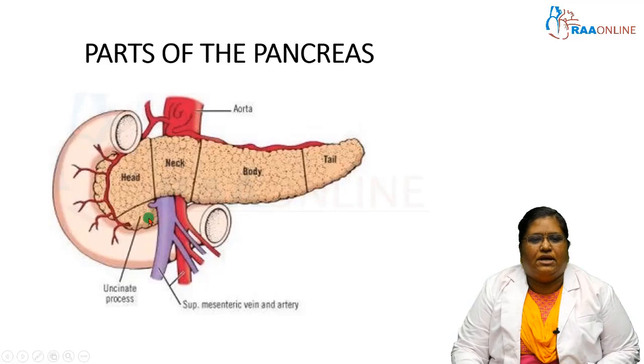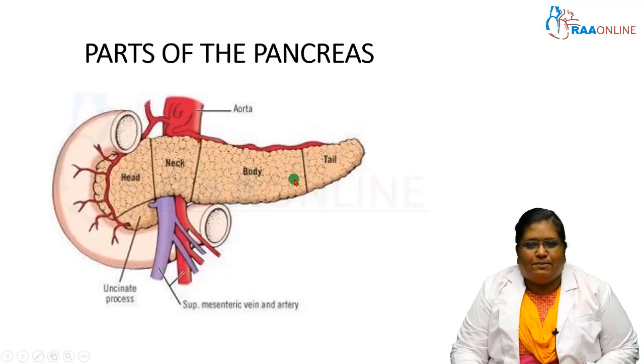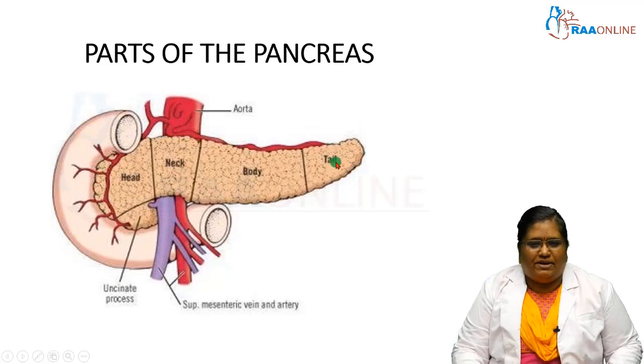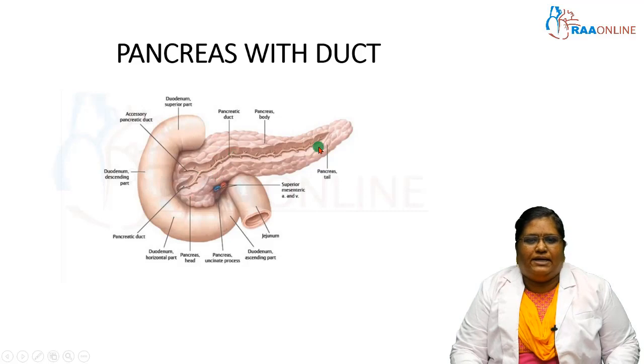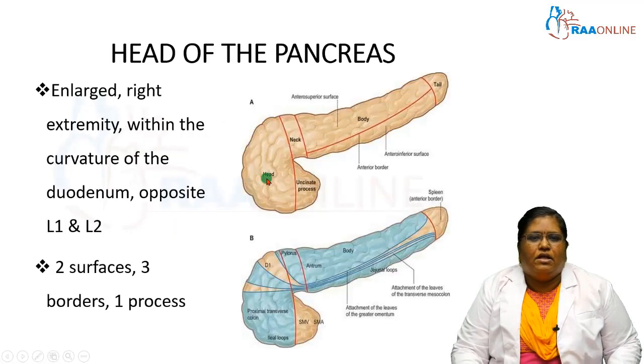Look at this picture. This is the head of the pancreas, which sits within the curvature of the duodenum, and this is the neck of the pancreas, this is the body and this is the tail of the pancreas. This is the pancreas with the duct. This is the pancreatic duct. Now we'll see each and every part of the pancreas.